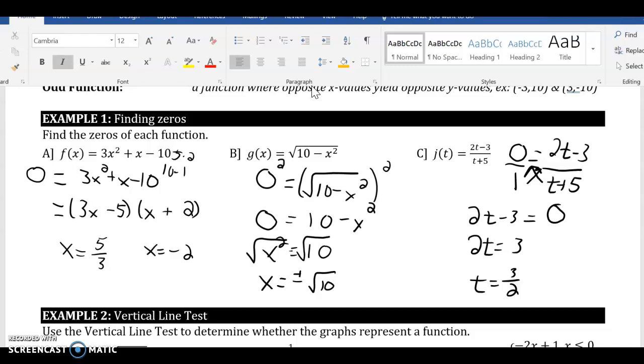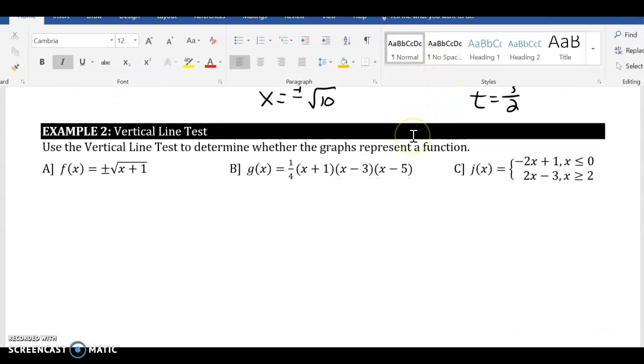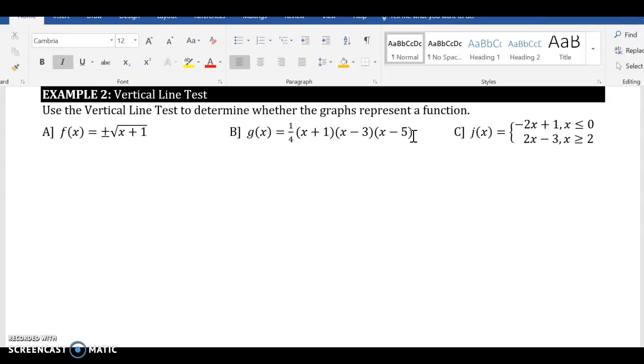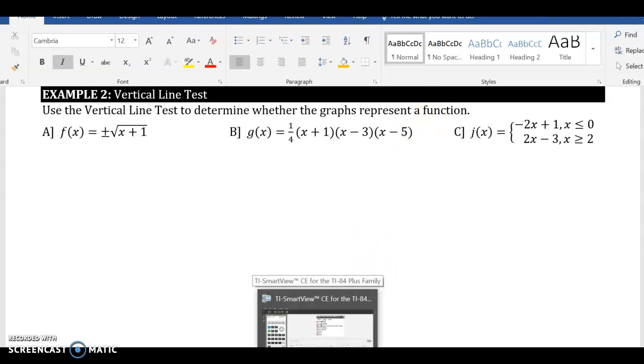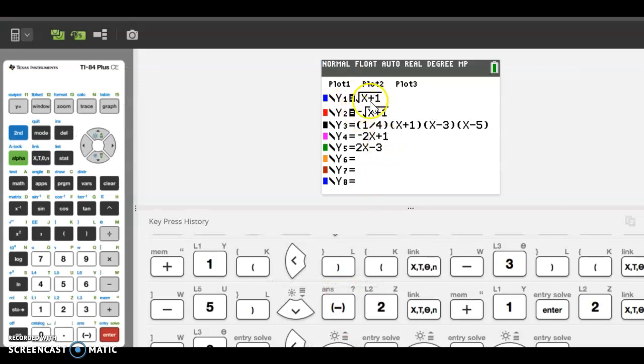So it's finding your zeros. We could have also graphed them on our calculator and found out where they cross the x-axis. We can get more practice of that later, but we wanted to focus on the algebra method here. So for the vertical line test, we have to graph. I already have them all typed into my calculator. I'll pause for a second so that you can type those in.